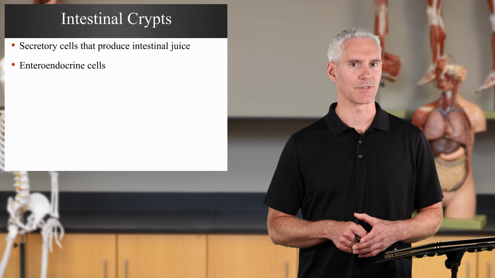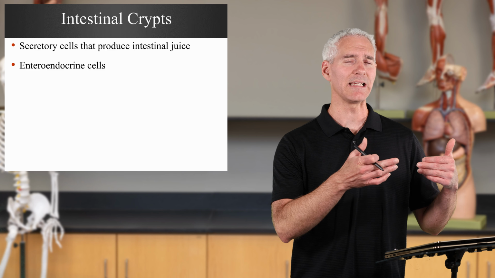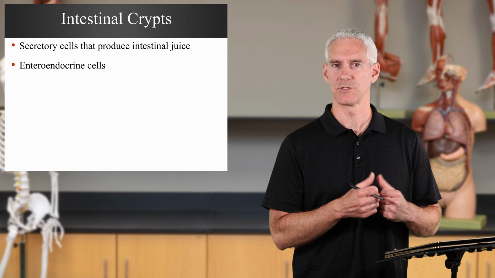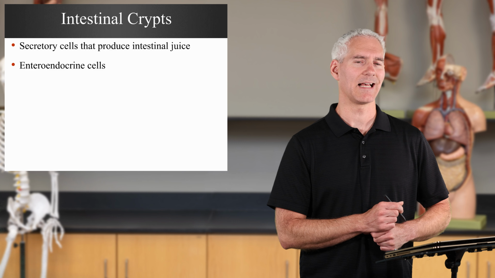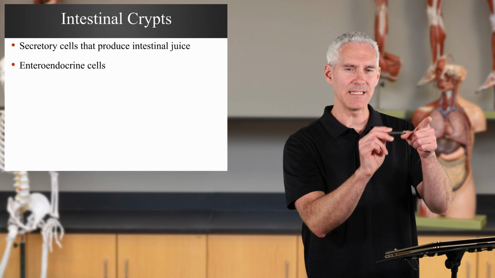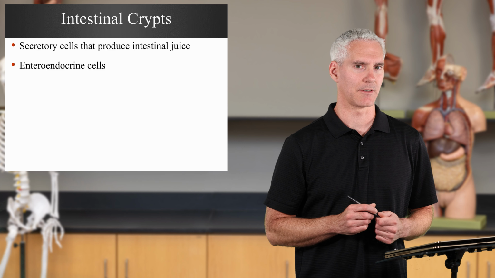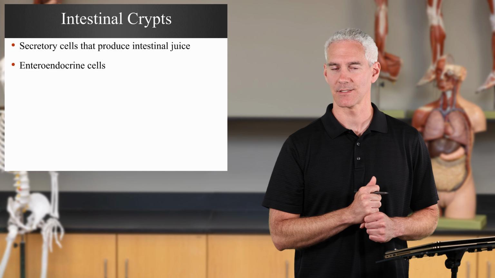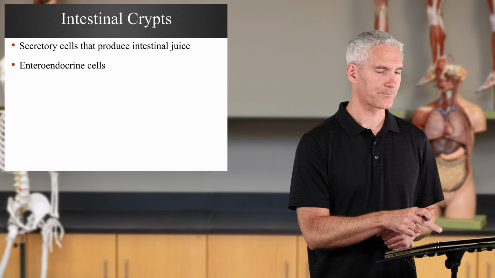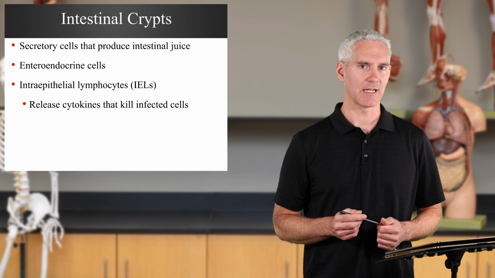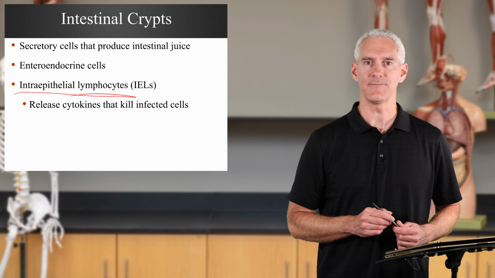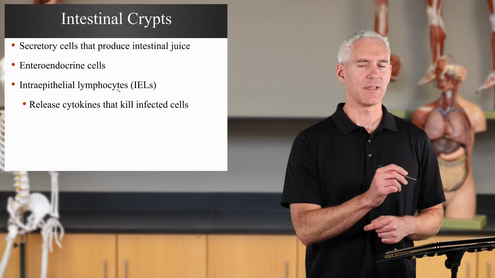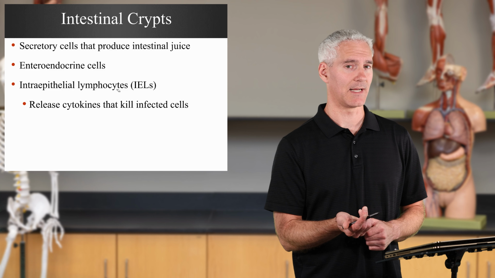All right, switching gears. Now this also increases surface area, but the purpose isn't really to help increase surface area for absorption here. We have these intestinal crypts. They're kind of indents that go down into the mucosa. So while those villi stick up, finger-like extensions, the crypts go down inward. They contain enteroendocrine cells. They contain intraepithelial lymphocytes. Well, the enteroendocrine cells we talked about. These IELs, we haven't yet.